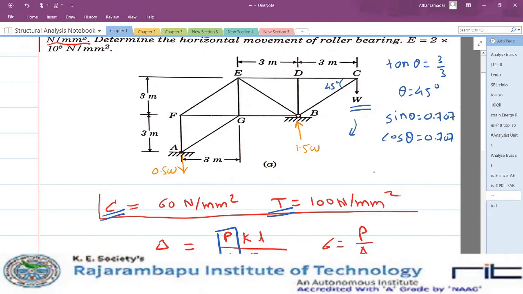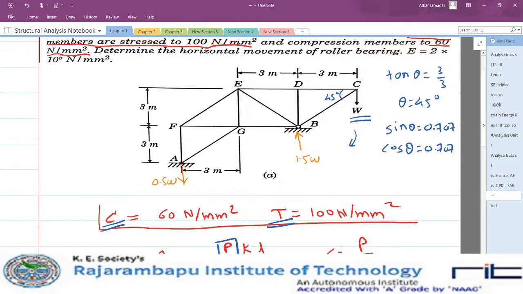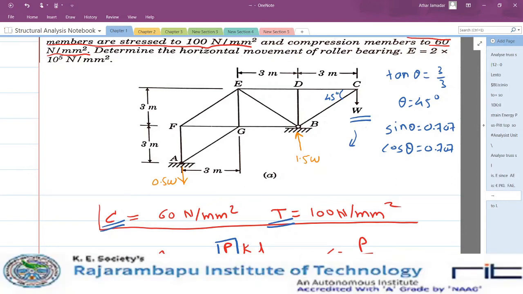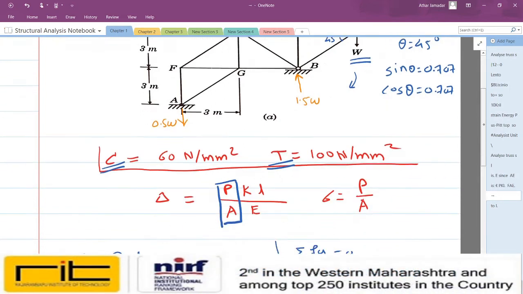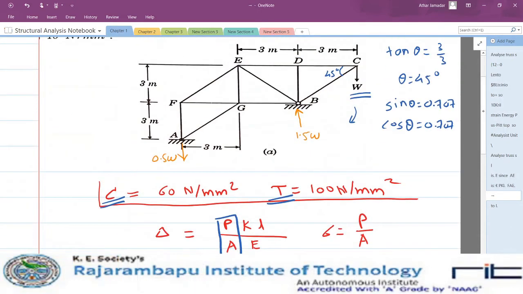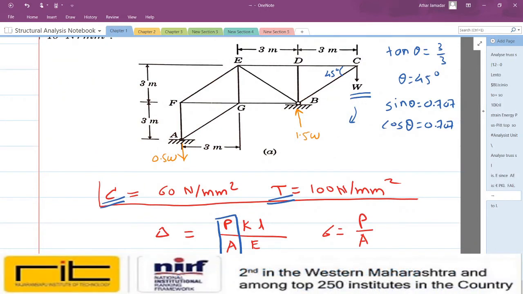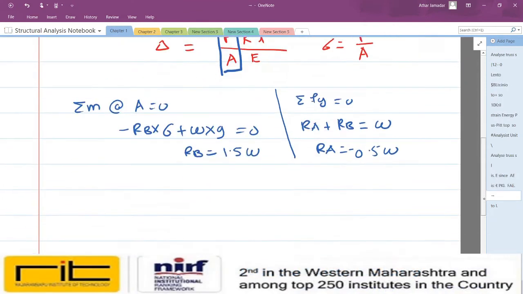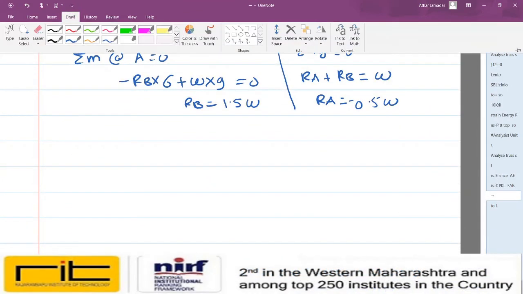Now we will analyze this entire truss first of all. We will select joint A first of all, and remember these calculations we are doing only to find out the nature of each and individual force, because we know that if compressive nature is there, then stress in compression is 60 newton per mm square and stress in tension is 100 newton per mm square. So here I will first draw free body diagram of joint A.